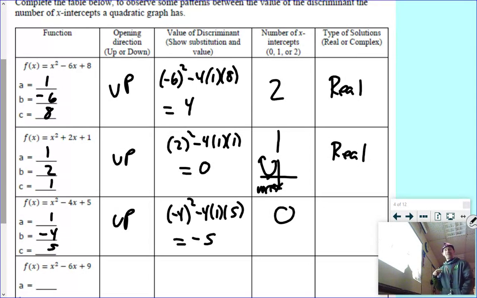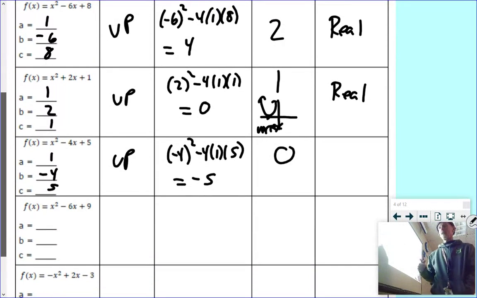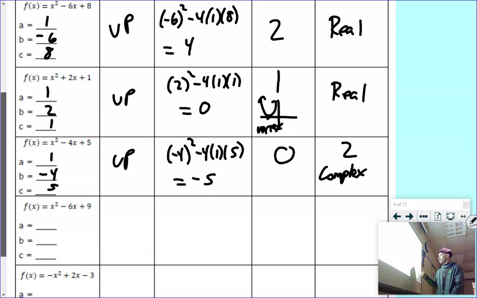A couple weeks ago, if we saw a parabola that never touched the x-axis, we would have said it had no solutions. But this is not a couple weeks ago. Now we know that it may not have any real solutions, but if it doesn't touch the x-axis, that means it still does have 2 complex solutions.